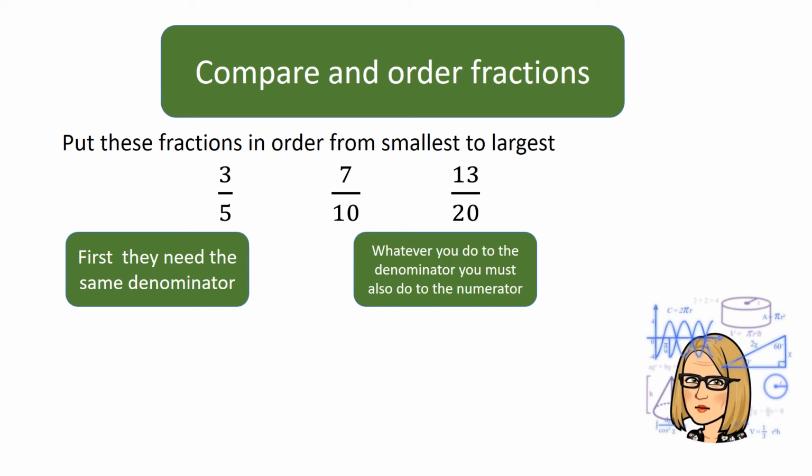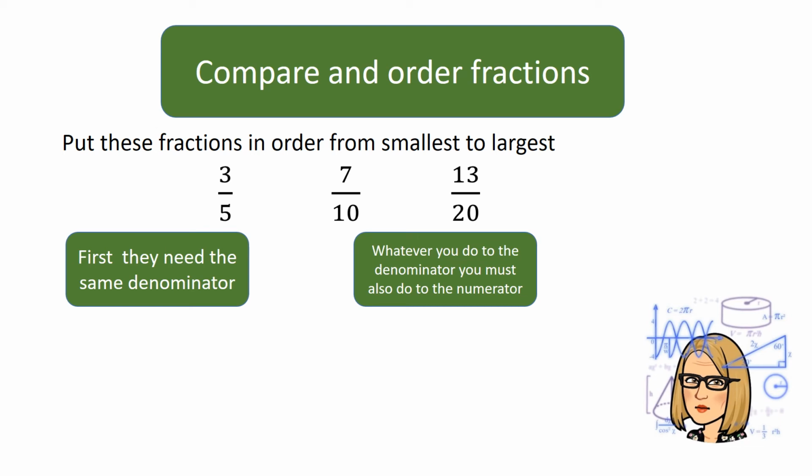To be able to compare them properly, I need to give them all the same denominator. So let's see what that means. Now I'm looking at the denominators. I've got 5, 10, and 20. The largest one is 20. And 5 and 10 can both be divided into 20, so actually I'm going to use 20 as my denominator.